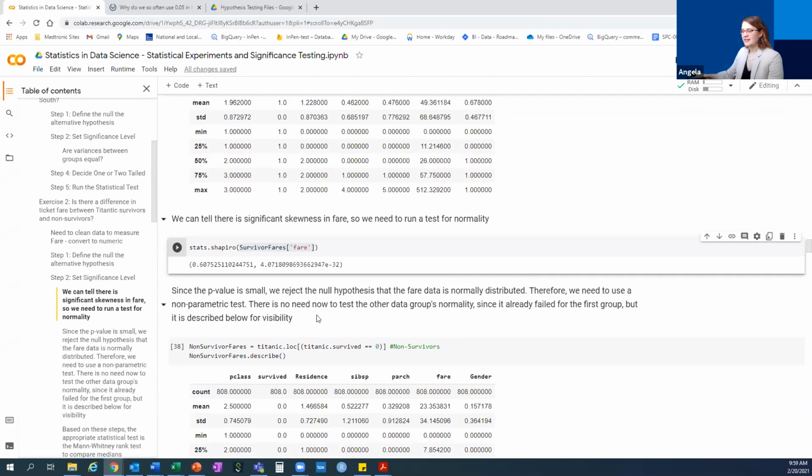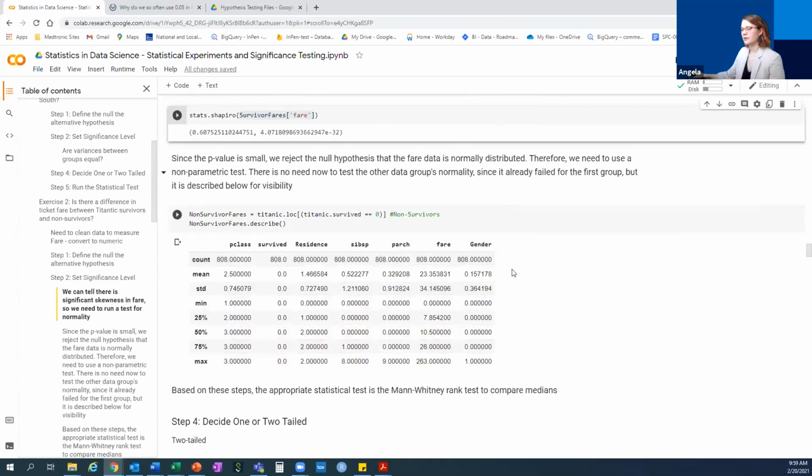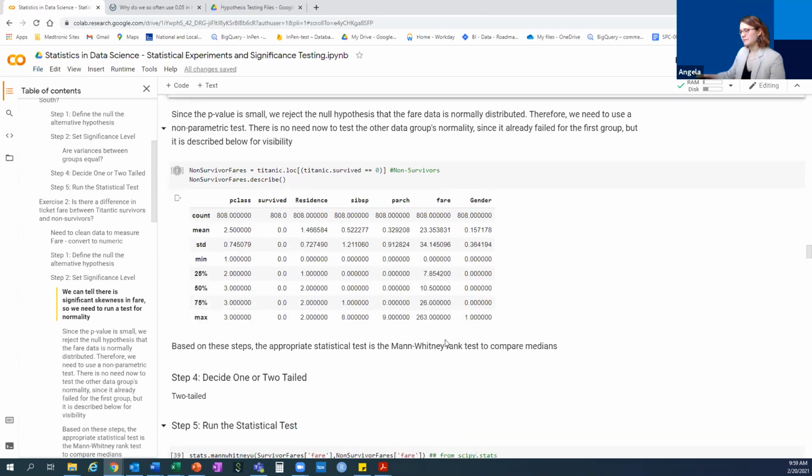There is no need now to test the other data group's normality, by the way. If either group fails an assumption test, then you just assume the non-parametric test. I did go ahead and print the description of the other group just for visibility's sake. It's always good to take a look. But we see a similar thing.